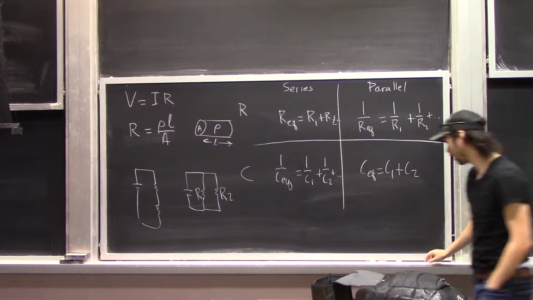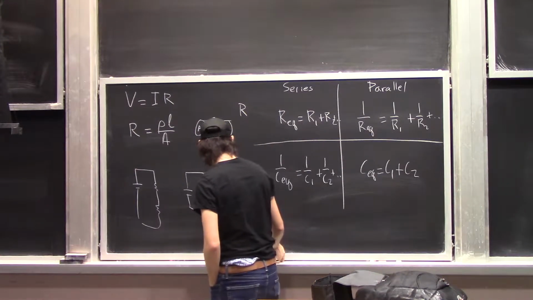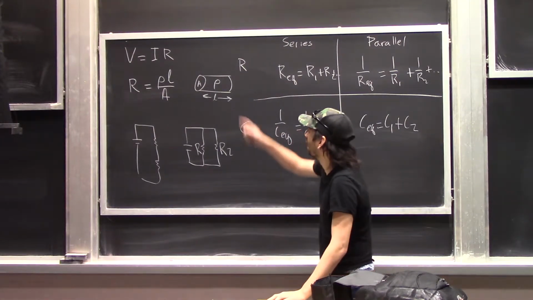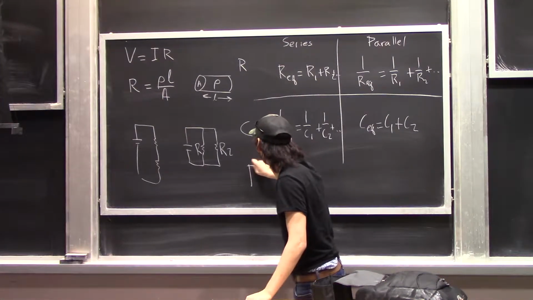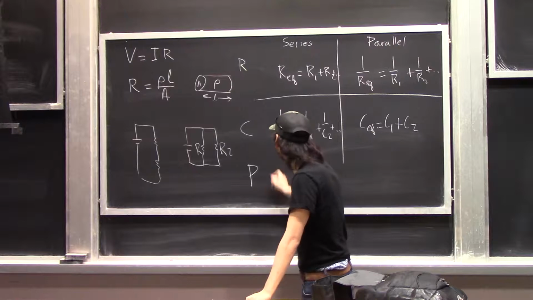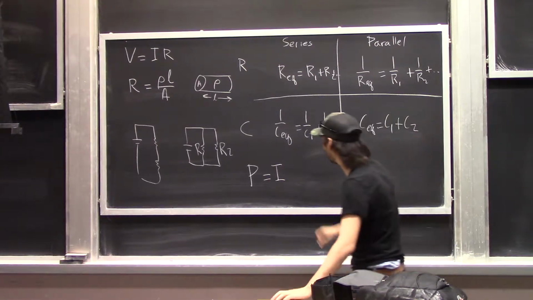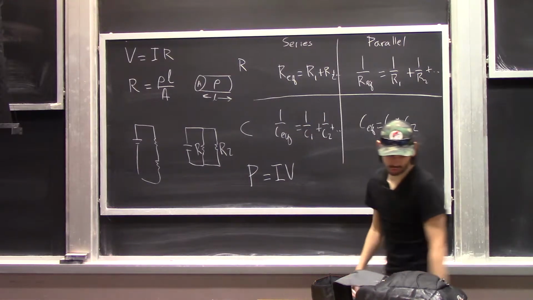There's one more actually, and that last equation has to do with the power. That equation says that the power dissipated through a resistor is equal to the current that flows through the resistor times the voltage across the resistor.